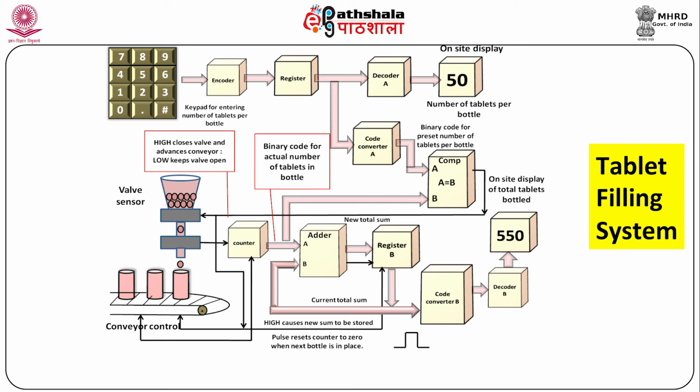Then when the next bottle has been filled, the binary number for 50 appears on the A input of the adder, and the binary number for 500 is on the B input. The adder produces a new sum of 550, which is stored in register B, replacing the previous sum of 500. This is how the tablet filling system works, and the whole system is under the control of a digital system consisting of combinational and sequential circuits.